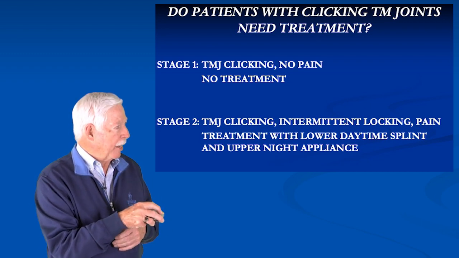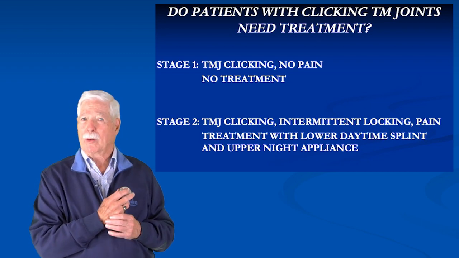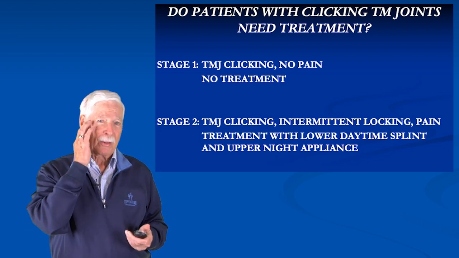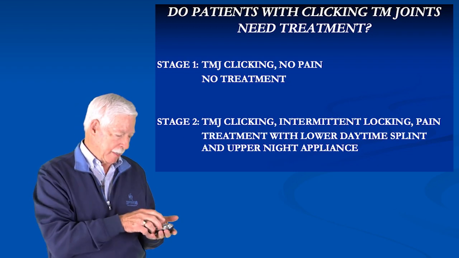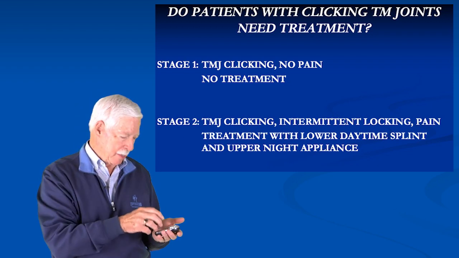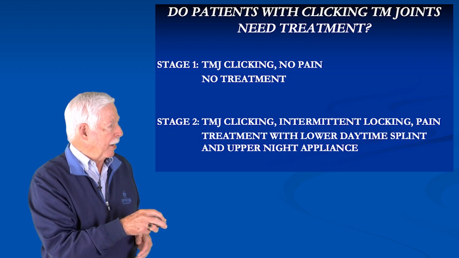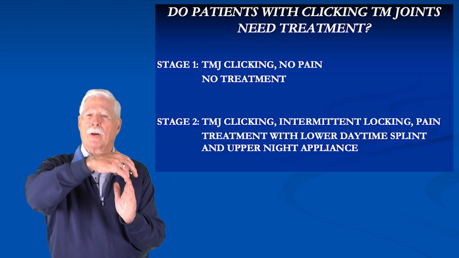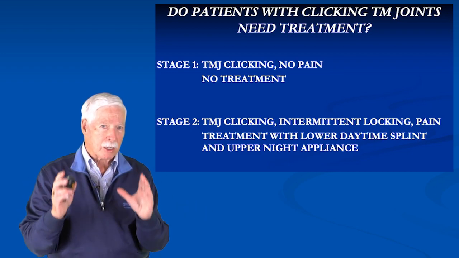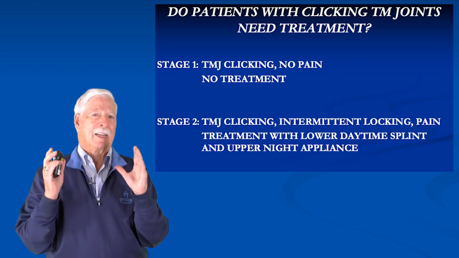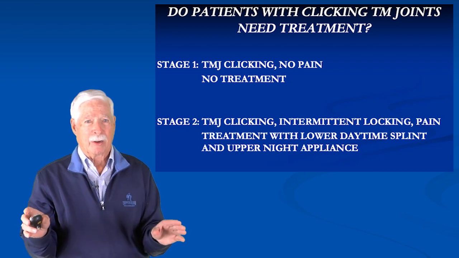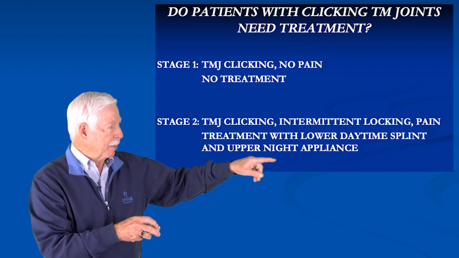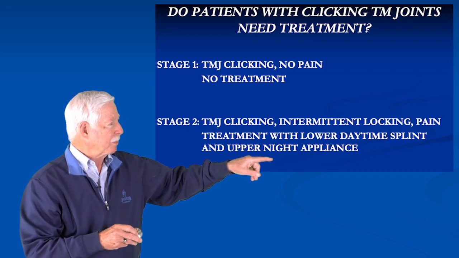If that patient with intermittent locking is not treated, it could cause a permanent lock. Remember, the permanent lock is very painful. That's when the disc gets stuck in front of the jawbone. Okay, and the treatment there is a lower daytime splint to move the jaw to a position where they don't click. Move the jaw to a position where you don't click. Otherwise, the splint is not going to work. And an upper night appliance. And I talked about that. I will be talking about that.